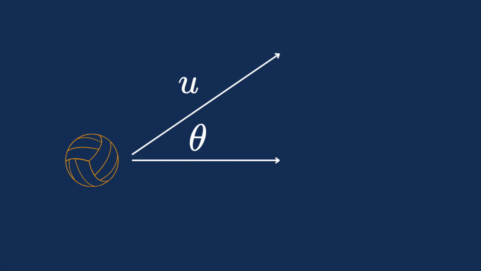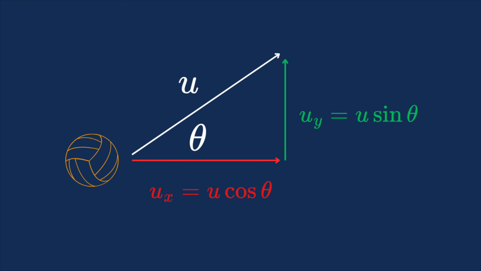When an object is thrown at an angle, its velocity can be split into two components. The horizontal component is u subscript x equals u cosine theta, and the vertical velocity component is u subscript y equals u sine theta. You just have to look at a simple Pythagorean triangle to understand this.